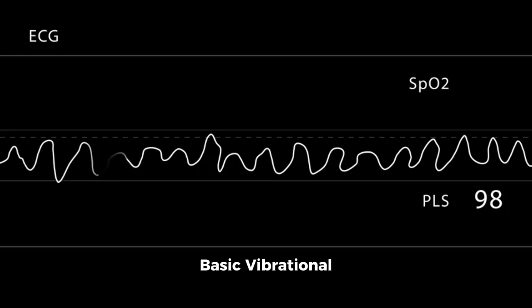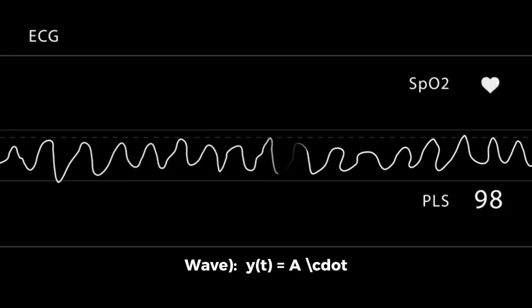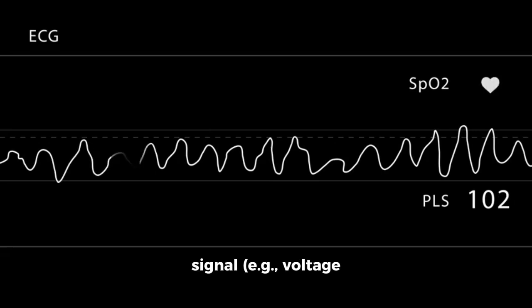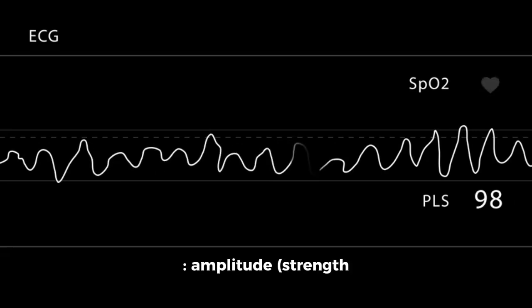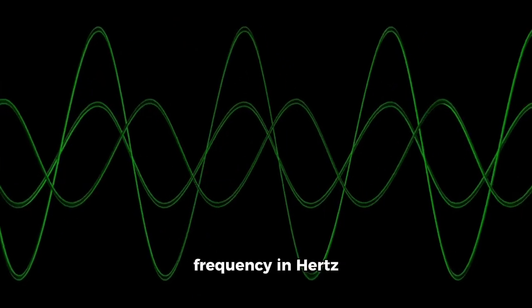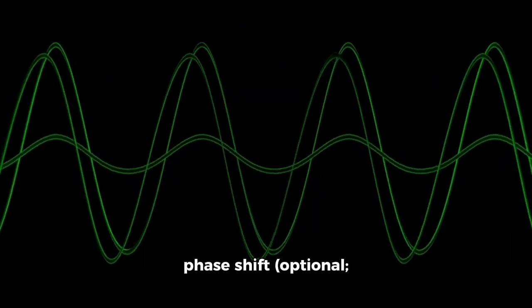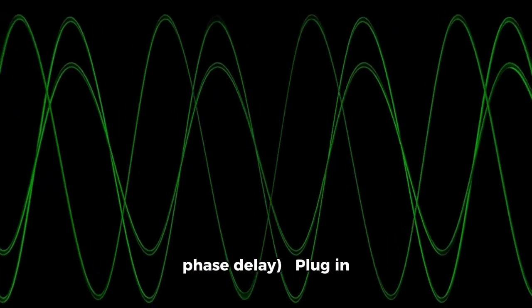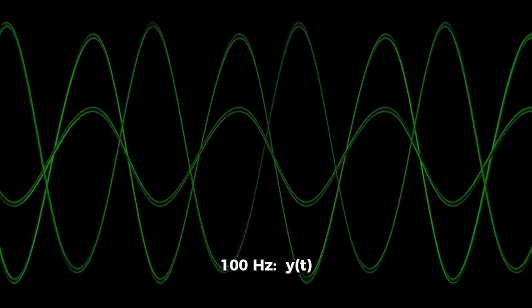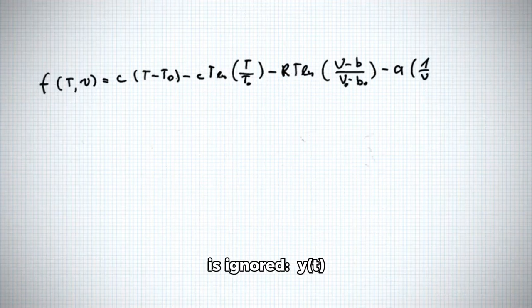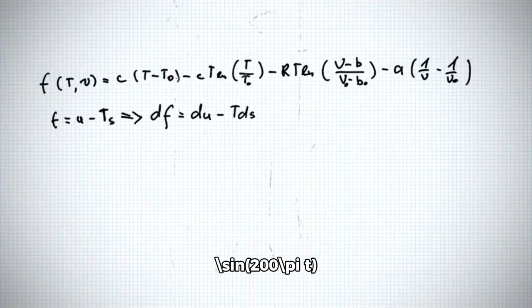Basic vibrational pattern equation, sine wave: y(t) = A·sin(2πft + φ), where y(t) is the output signal, e.g. voltage or EEG reading at time t, A is the amplitude or strength of the wave, f is the frequency in hertz, here 100 Hz, t is time in seconds, and φ is the phase shift, optional, 0 if not considering phase delay. Plug in 100 Hz: y(t) = A·sin(2π·100·t + φ), or if phase shift is ignored, y(t) = A·sin(200πt).